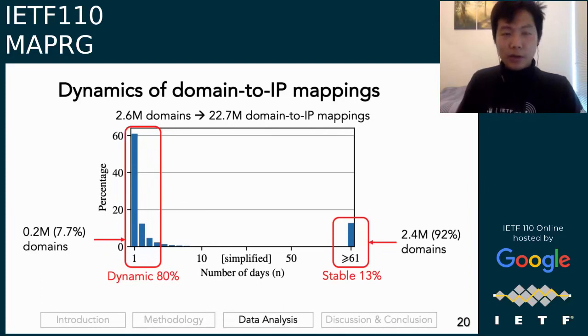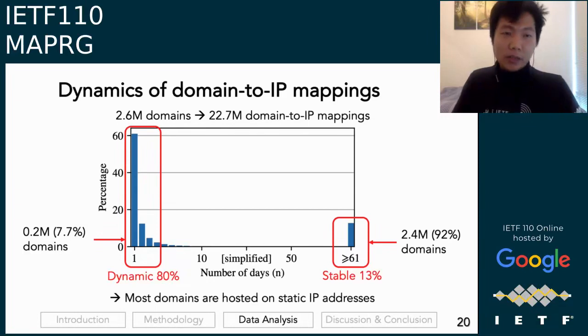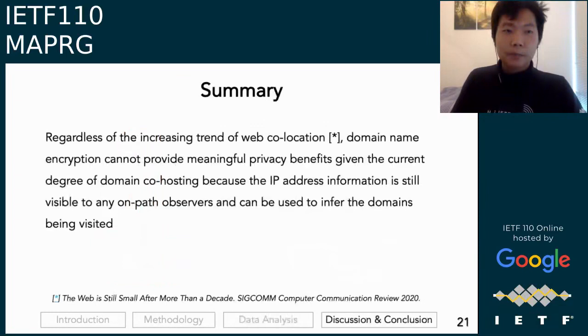However, if we look at the number of unique domains, there are only 0.2 million domains that are dynamic, and the rest, 92% of the domains, are very stable. So the takeaway is most domains are hosted on static IP addresses, which don't change over time.